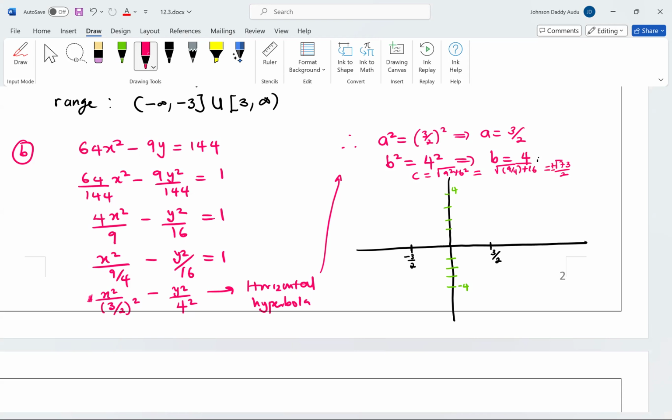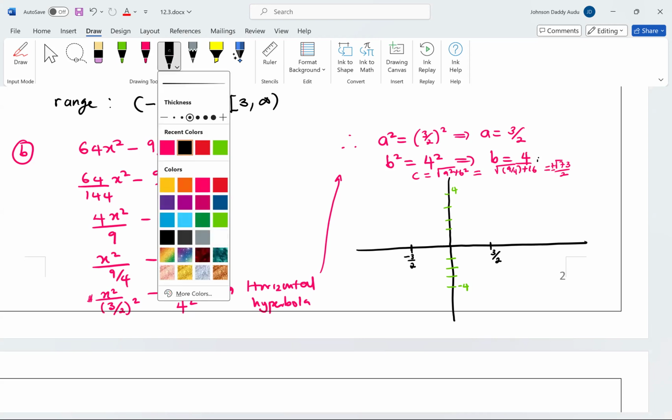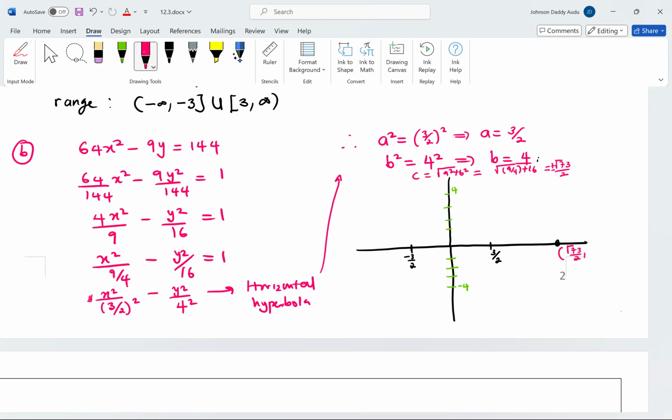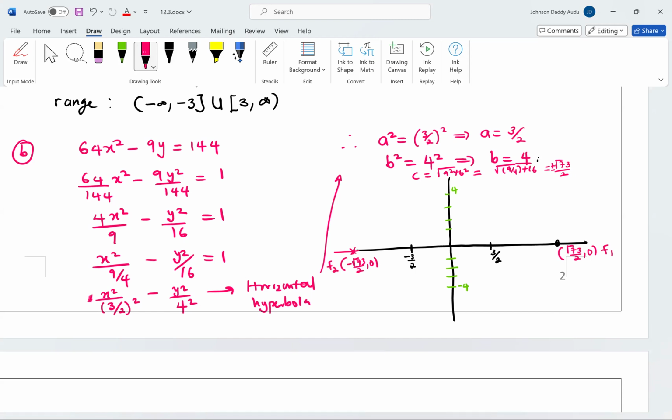All right, so we know that our focus is going to be on this line, so this is going to be a very slightly larger number here, and also somewhere here. Let's just put it here. So let me call it F1. So this is root of 73 over 2, 0, and somewhere here, minus root of 73 over 2, 0. So this is our first focus, and this is our F2.